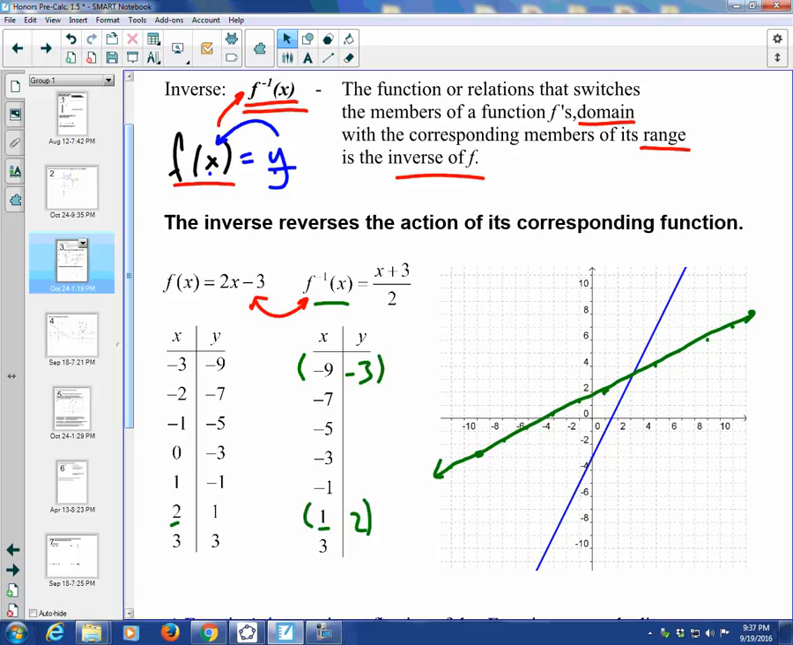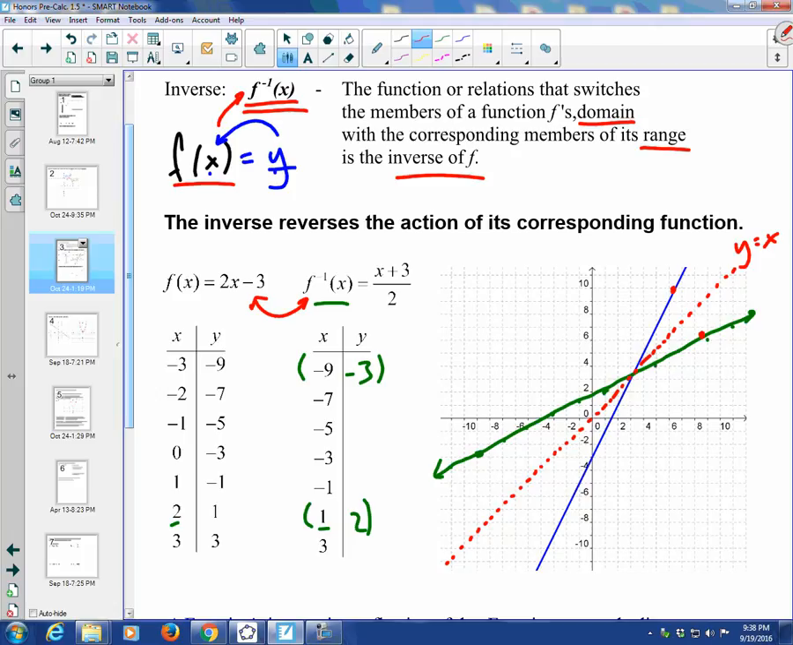And in general, what we're going to say is that what we're seeing here is a reflection across the line y equals x between inverse functions, or inverse relations. Okay? So right here, every point on the function f is reflected across the line y equals x to give us a point on the function f inverse.